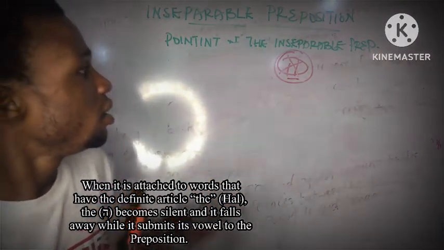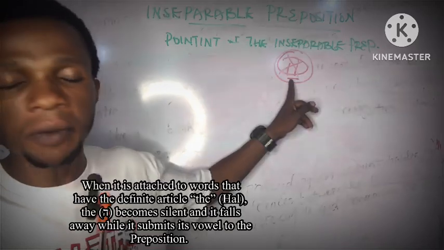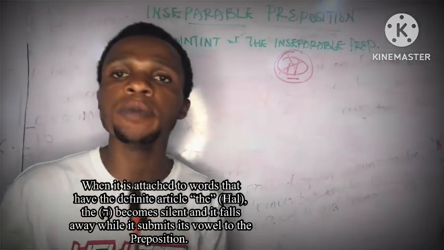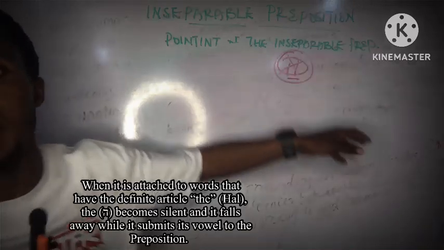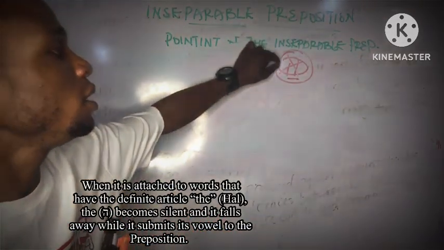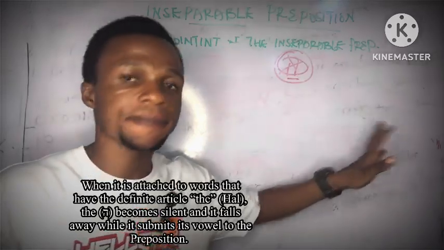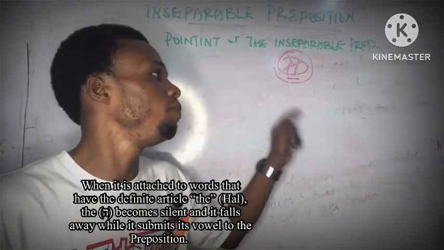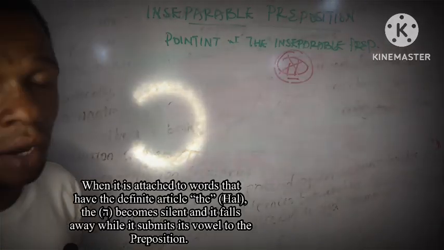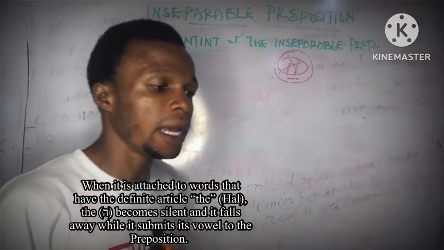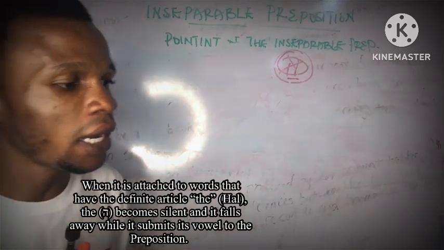Then the vowel under the lamed, under the article, will now be taken by the inseparable preposition. I told you the first step is that the H will be removed. Then the short vowel A will now be placed under the preposition.